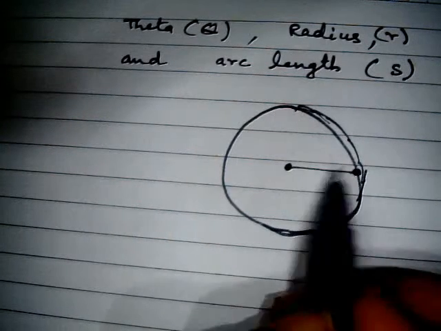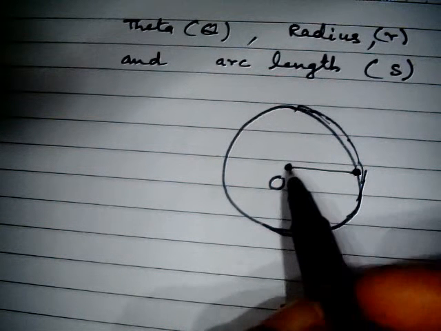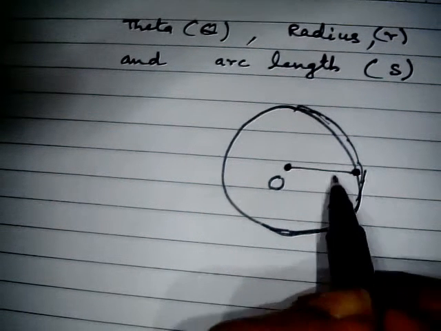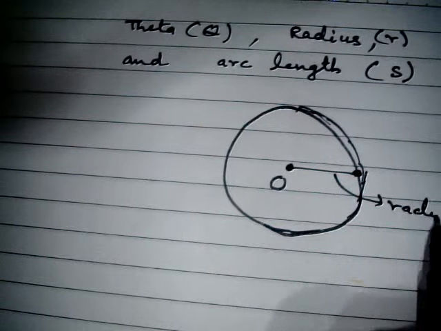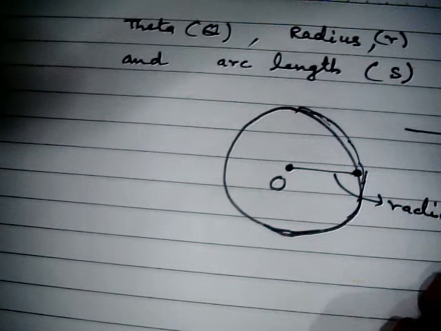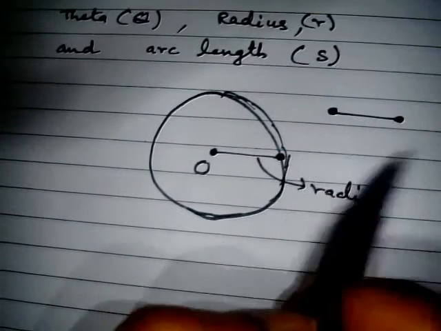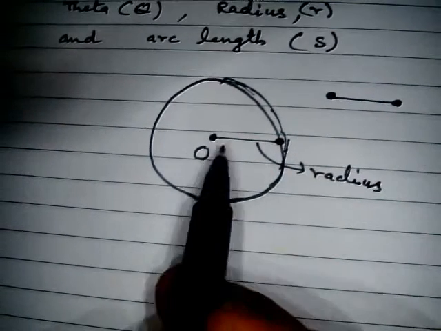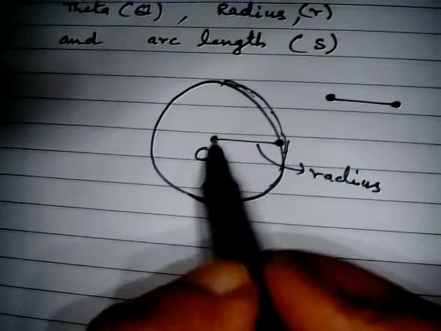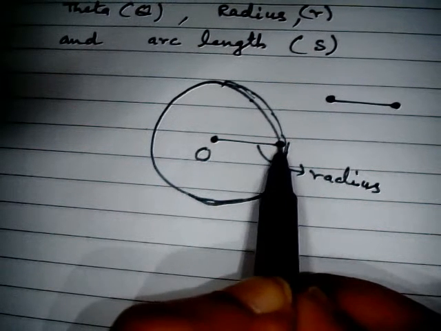Okay, this is the center point of the circle. So the line segment which has one end point at the center and one end point at the boundary is known as the radius. What is a line segment? A line segment has both end points. Here every line is a line segment because this is a fixed distance from the center to the boundary. It is limited by the boundary on one side and by the center on the other side.